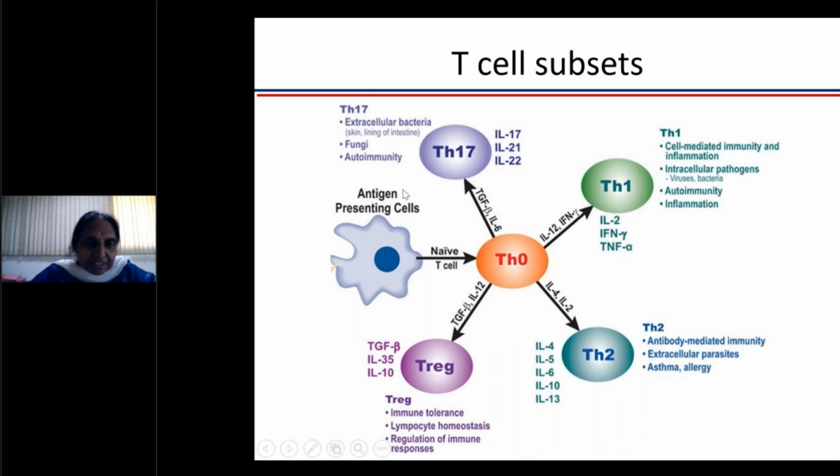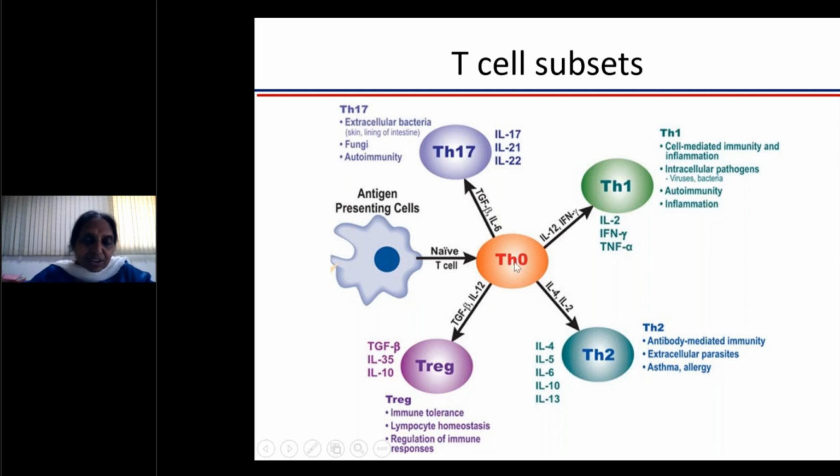This antigen presenting cell now has the MHC, as we saw. It has class 2 MHC because it needs to interact with the helper cell, the CD4 cells. This interaction, as I told you earlier, is the most crucial interaction in development of our adaptive immune system. And we discussed yesterday that depending on the milieu, depending on what the threat is, there will be polarization of this naive T cell into different kinds of T cell.